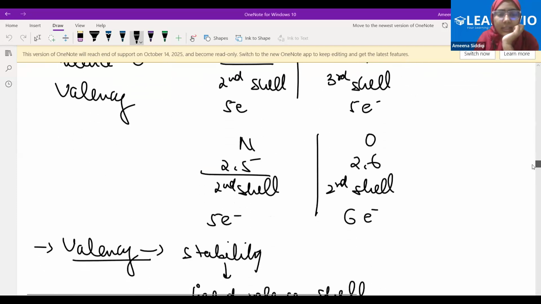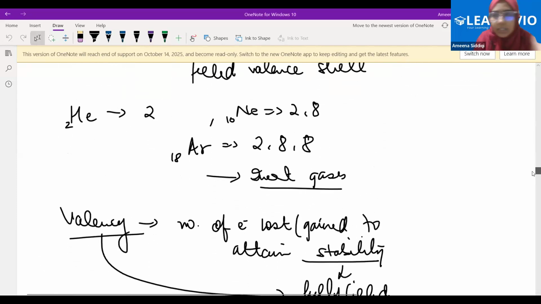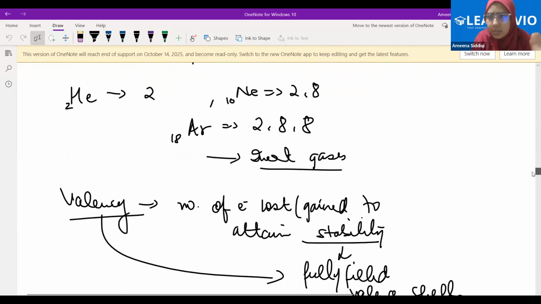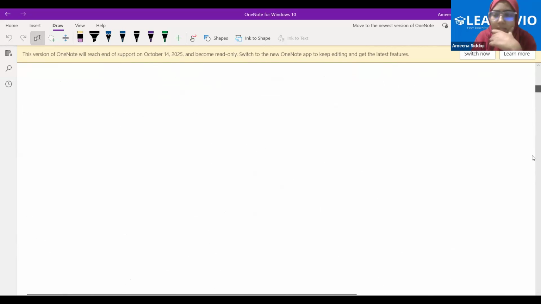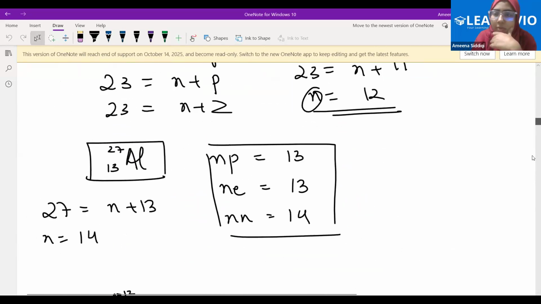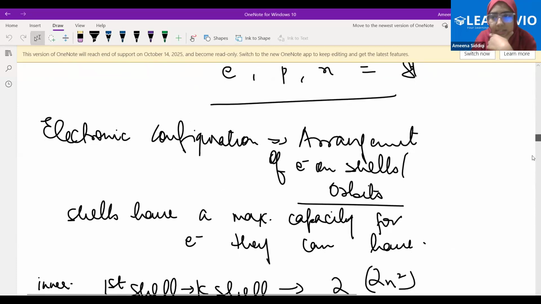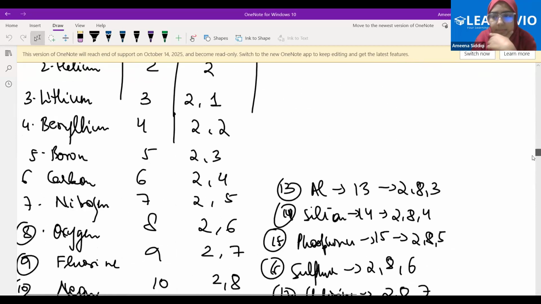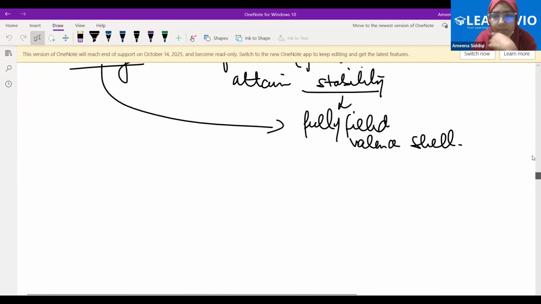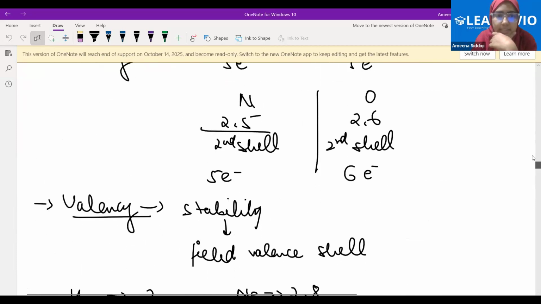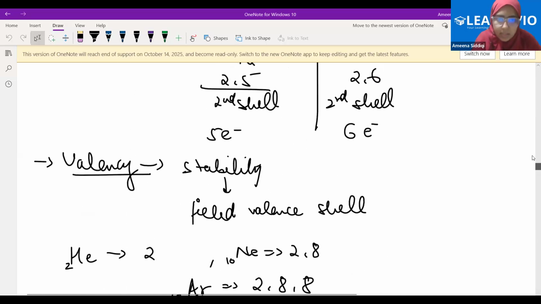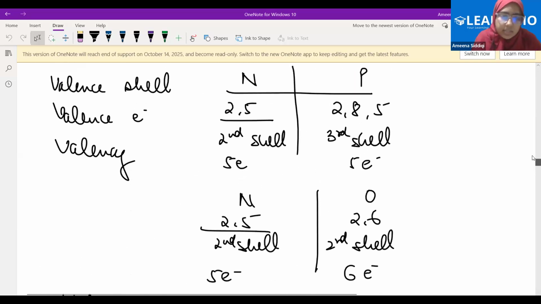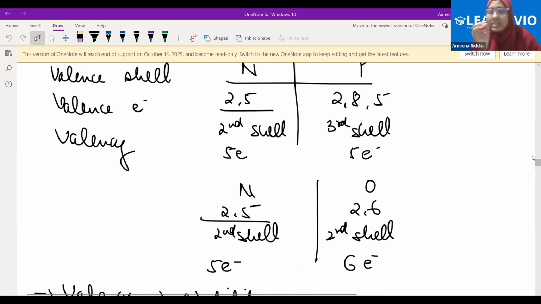Fine. So I think in the last class, I just started with the idea of valency, right? I've not explained it completely. So electronic configuration clear to everyone? Any problem in that? Did you all revise that? Yes, ma'am. Okay, fine. So yes, valence shell, valency, and valence electrons. Now let's quickly start with this idea.